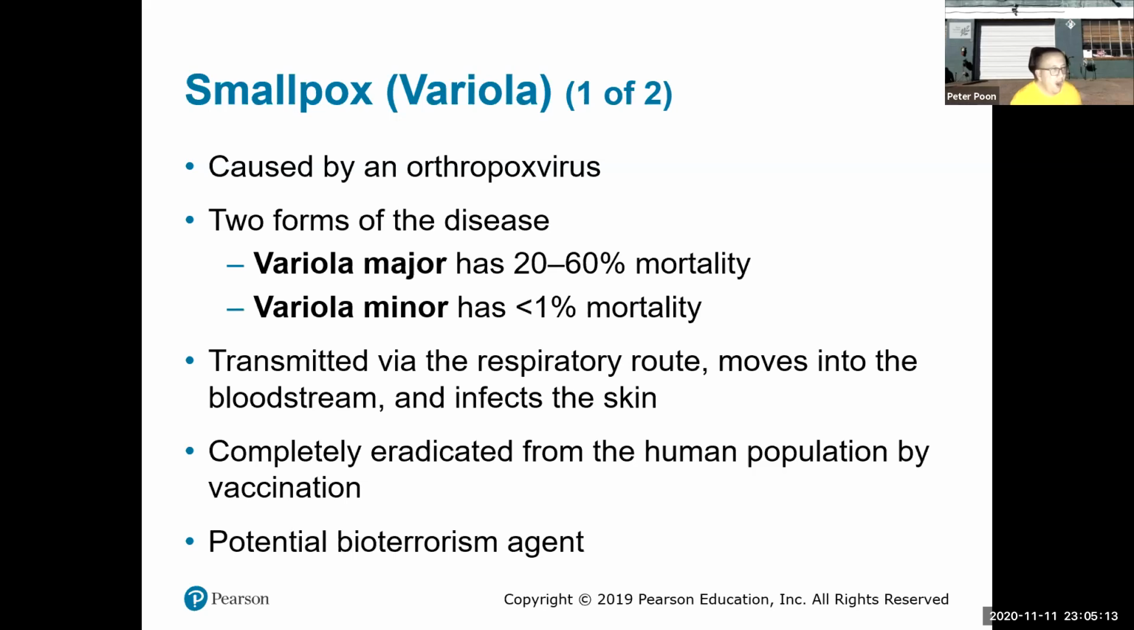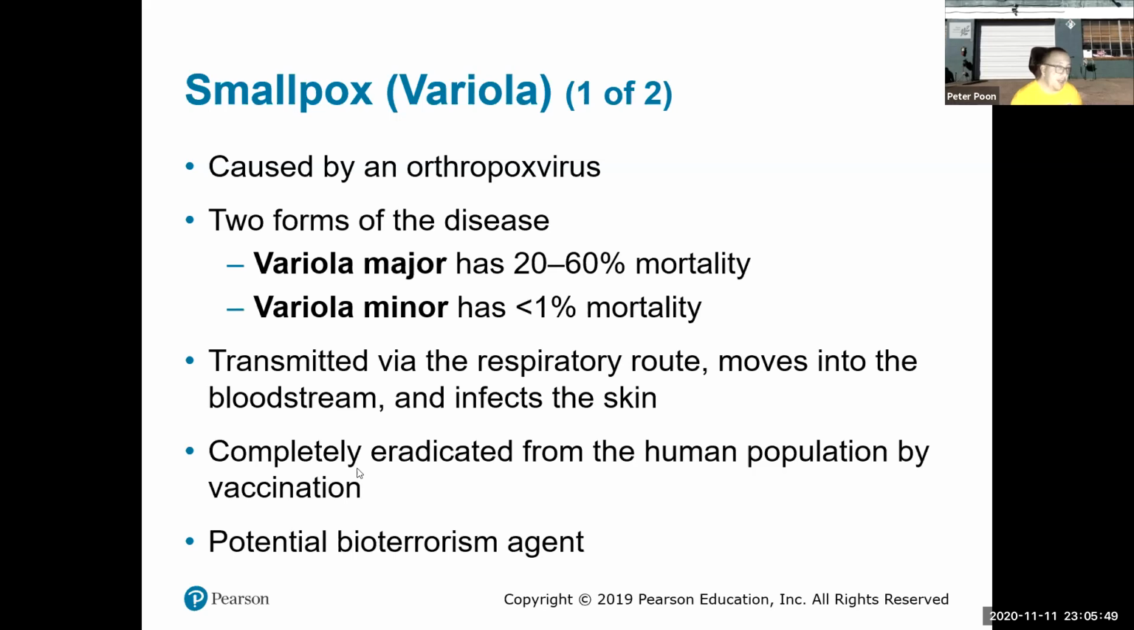Smallpox. Smallpox is caused by orthopox virus. We really only talk about variola major, because it has 20 to 60% mortality. It is transmitted via the respiratory route. Occasionally, it moves in the bloodstream and infects the skin. It can also be transmitted by fomite transmission.